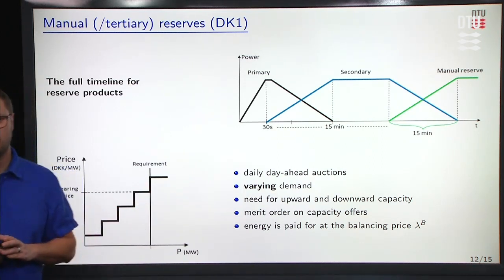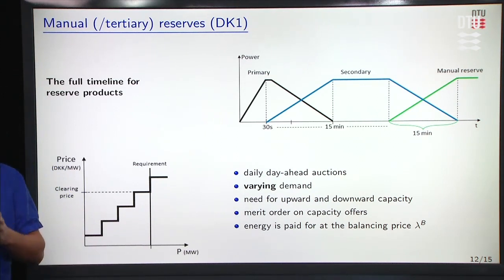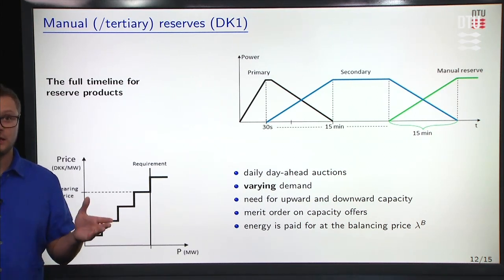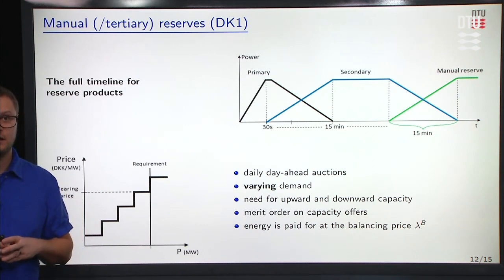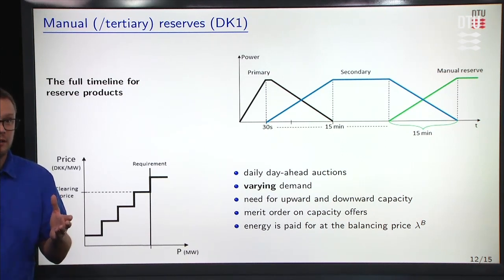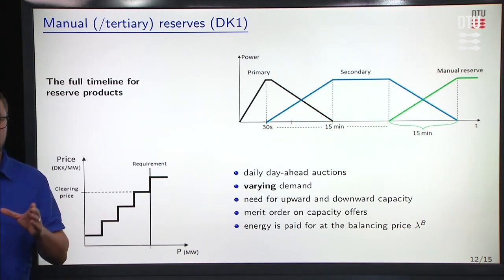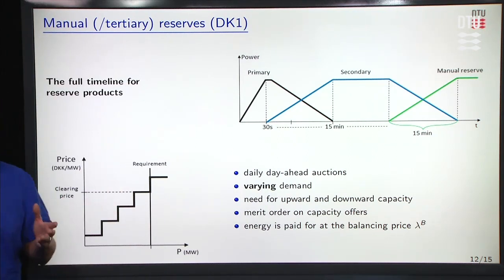For this tertiary reserve, we have daily day-ahead auctions, same as for energy and primary reserve. We have a varying demand because the system operator is going to try to assess what is the uncertainty in the system and then look at what are the needs depending on the uncertainty. And this uncertainty can be dynamic. Some days the demand and the wind are uncertain, maybe some days they are not. Maybe some days you expect some outages, some other days you don't. So it's not like for the case of primary and secondary reserves where you had some set requirements. Here the requirements may vary depending on the weather and some other condition.